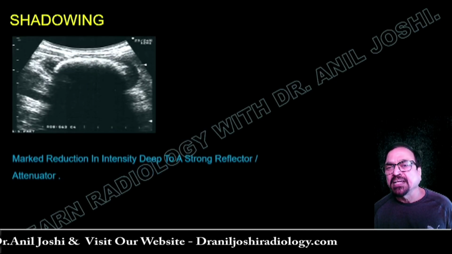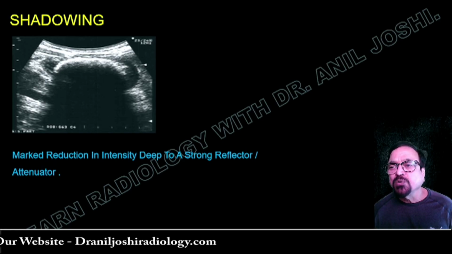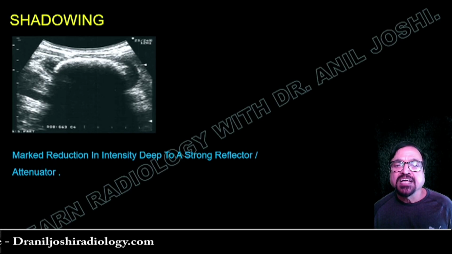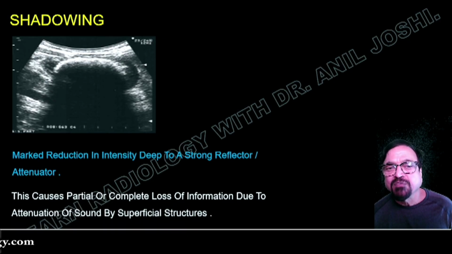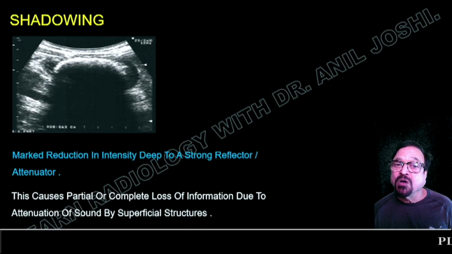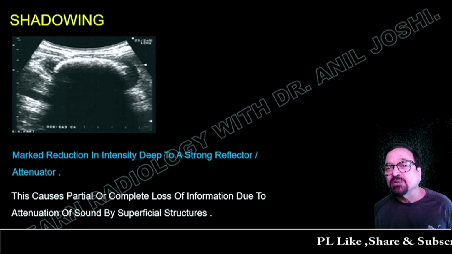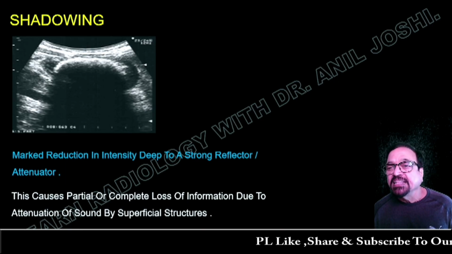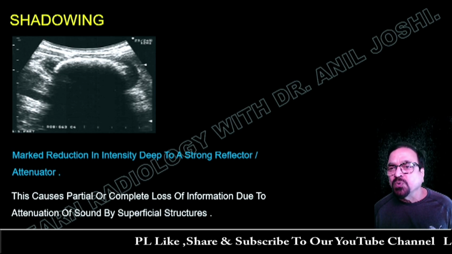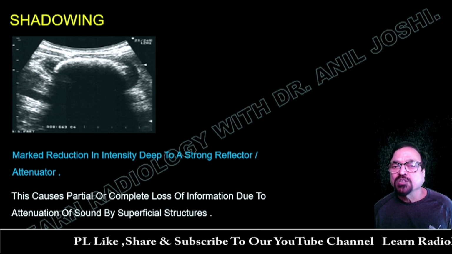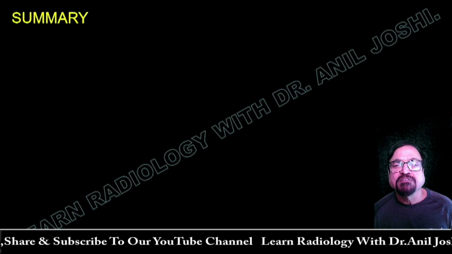Marked reduction in intensity deeper to a strong reflecting or attenuating structure is called shadowing. Now, this shadowing should be distinguished from the true shadows that we see from the gallbladder, that we see from the fetal bone. These shadows are different and these shadows are different. This causes partial or complete loss of information due to attenuation of sound by the superficial structure. No sound can pass down and so you cannot visualize them.